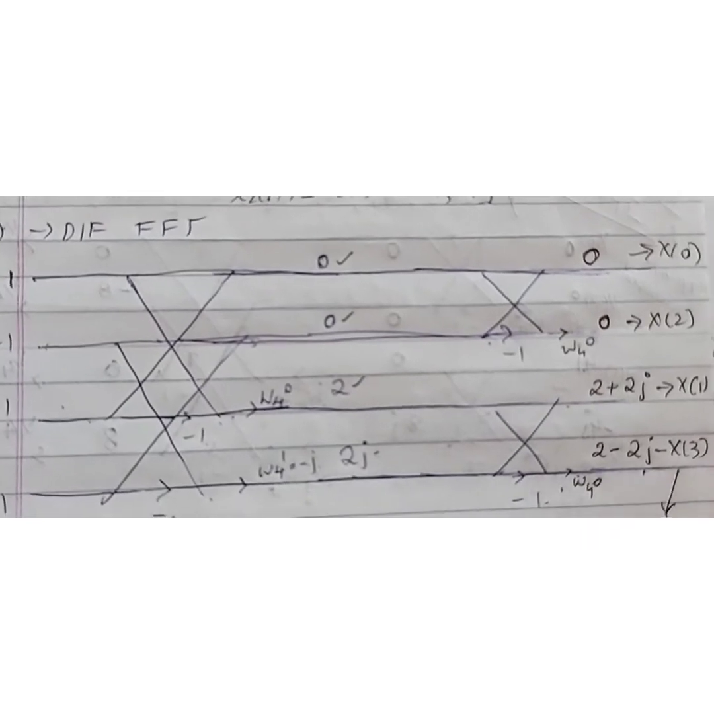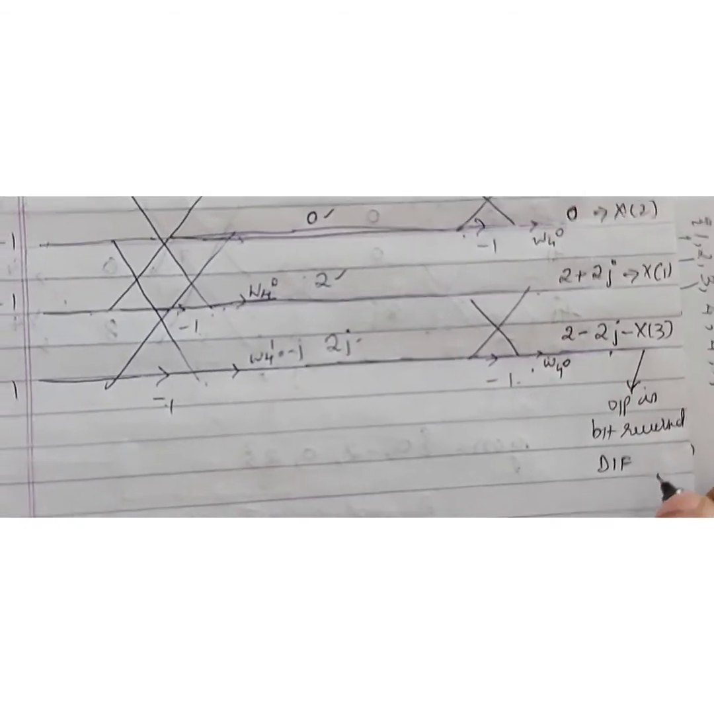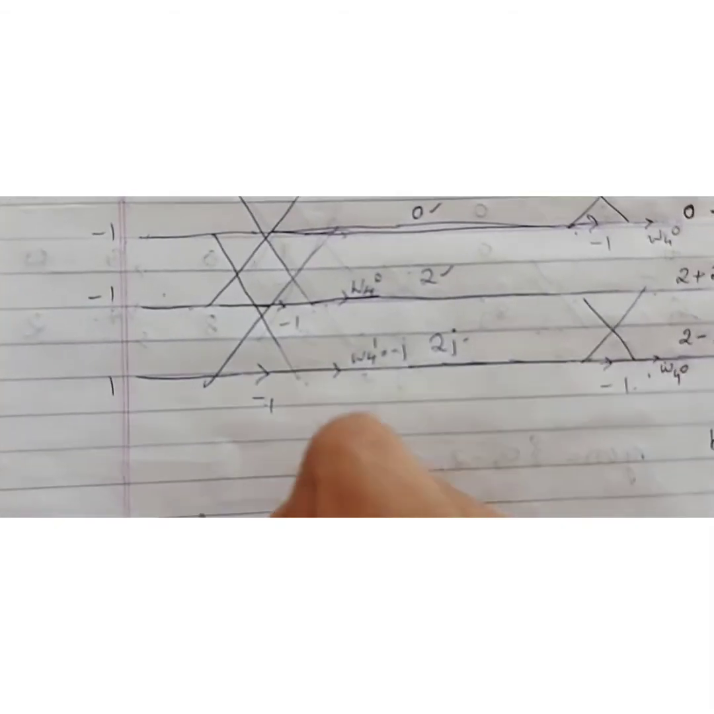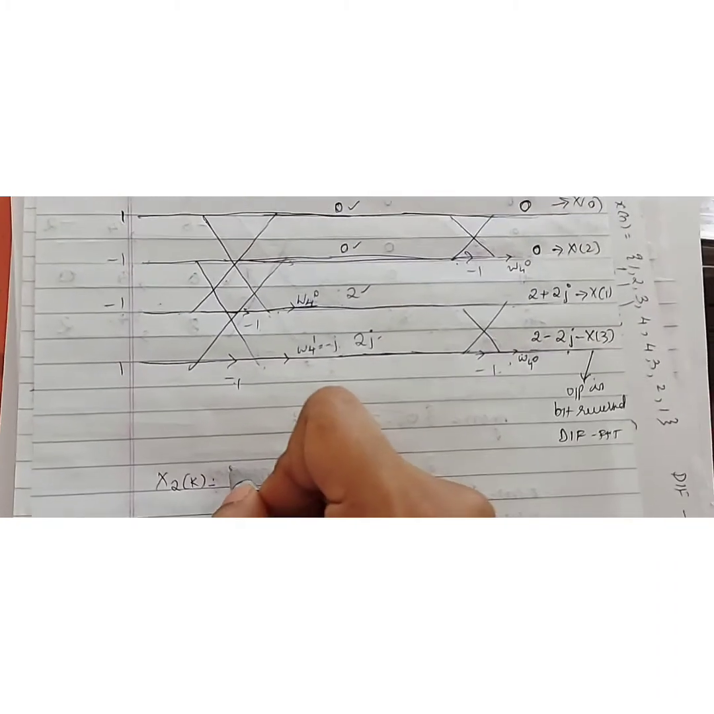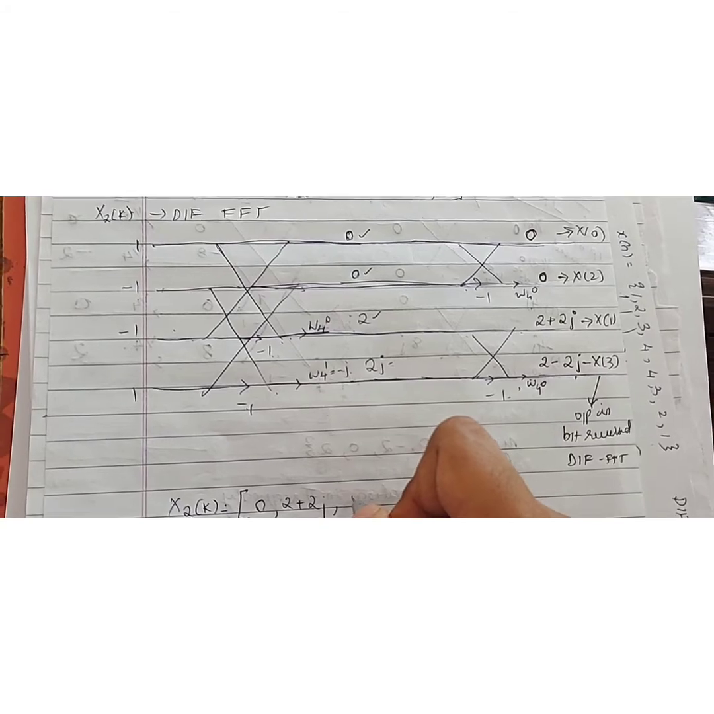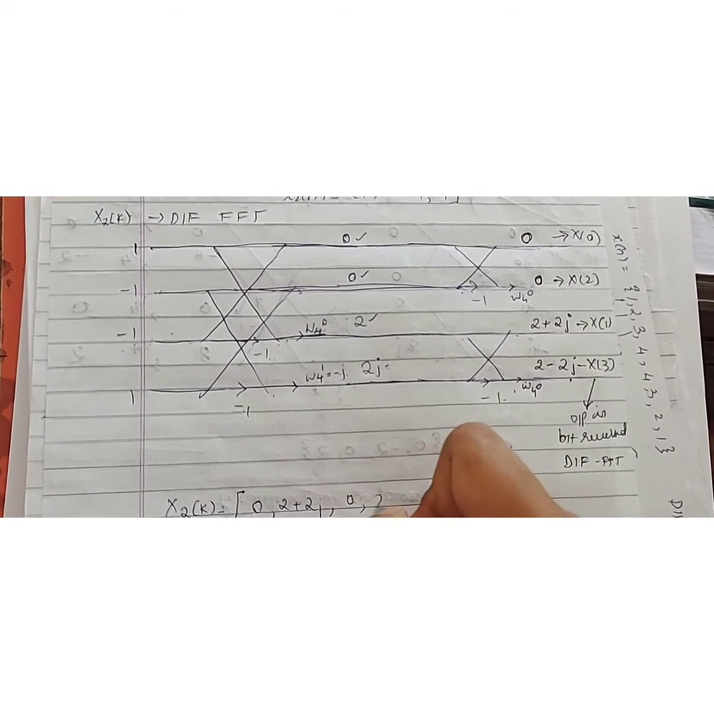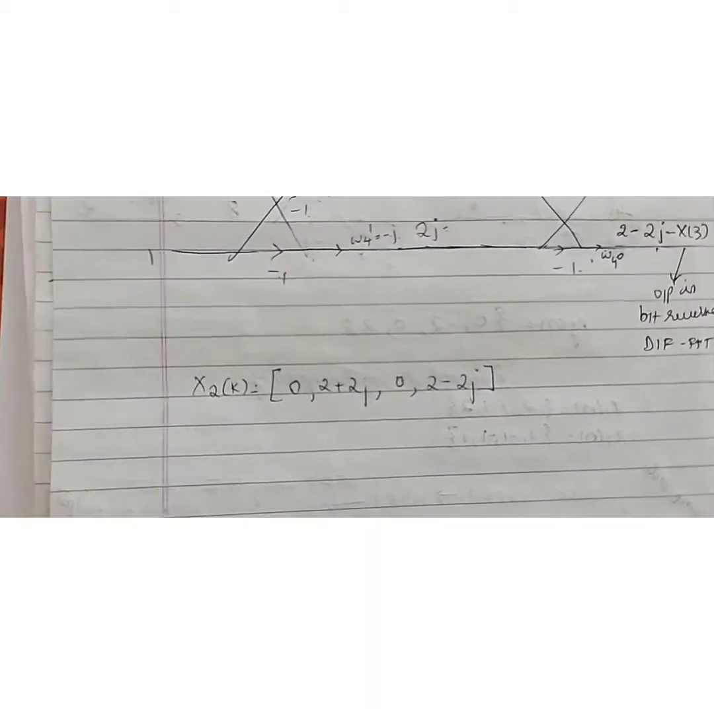0, 2, 1, 3. Bit reversed. Output is bit reversed because it is DIF FFT. So you write your x2 of k properly in the proper order. So it is 0, 2 plus 2j, 0, 2 minus 2j. So you can see this is the same answer we got using your DIT FFT also.